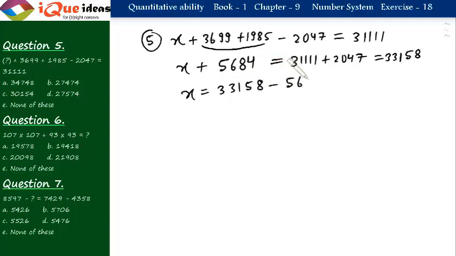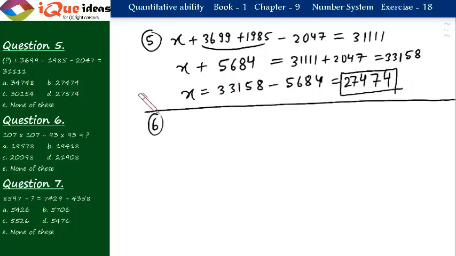33158 minus 5684. Now subtract it properly to get 8 minus 4 is 4. 15 minus 8 is 7. This becomes 0. 10 minus 6 is 4. This becomes 2. 12 minus 5 is 7 and 2. So the answer is 27474. This is the final answer. Okay.